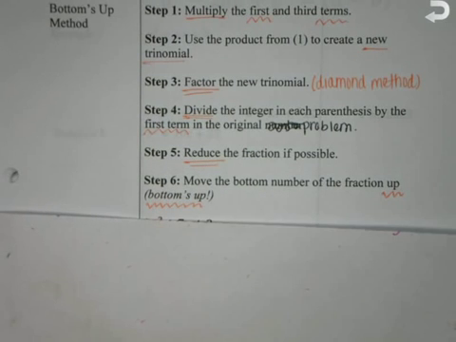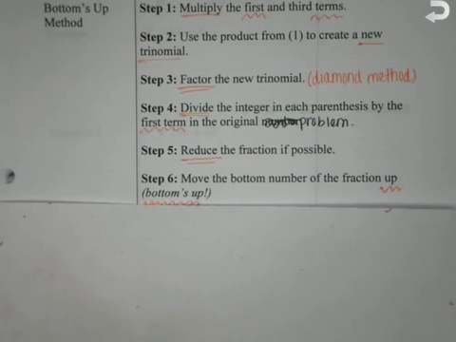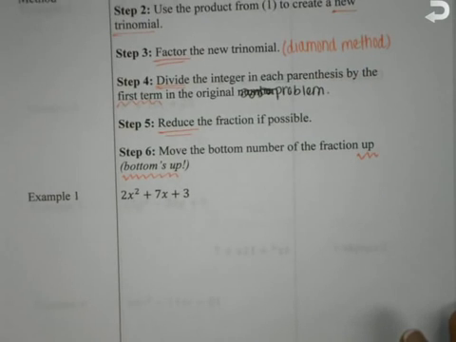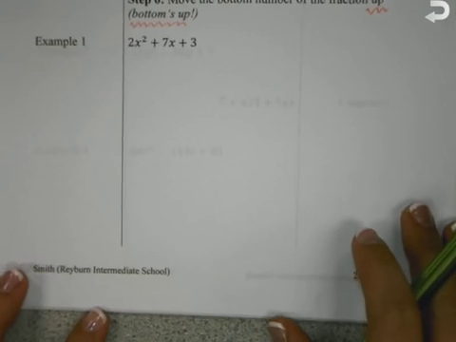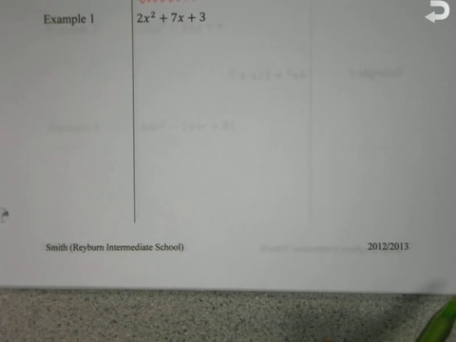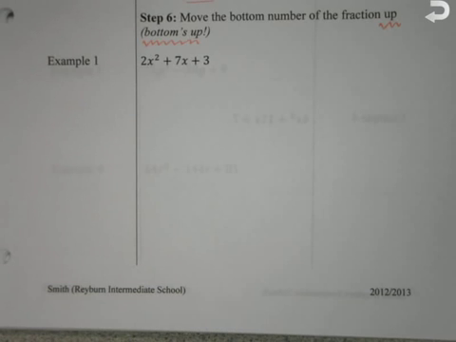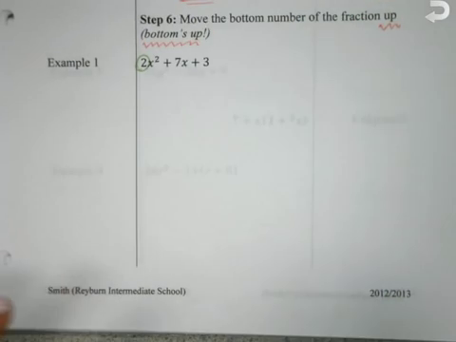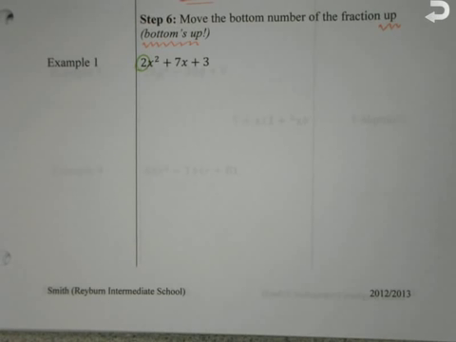Okay guys, so let's look at an example of this. I'm going to go step by step with you to make sure that we understand. So example one, write it down in your notes. We have 2x squared plus 7x plus 3. So looking at this example, what's different than any of the examples we've done before? There's a number in front of the x squared. Okay, we have not done that yet. So we are going to use the bottoms up method.